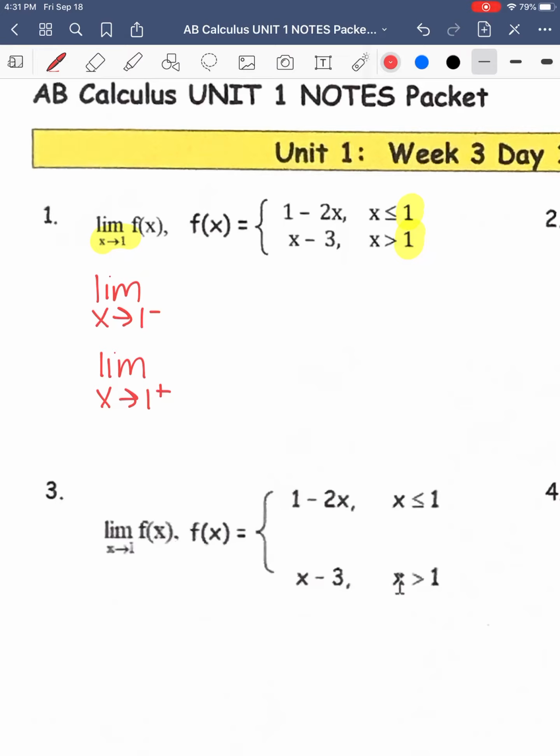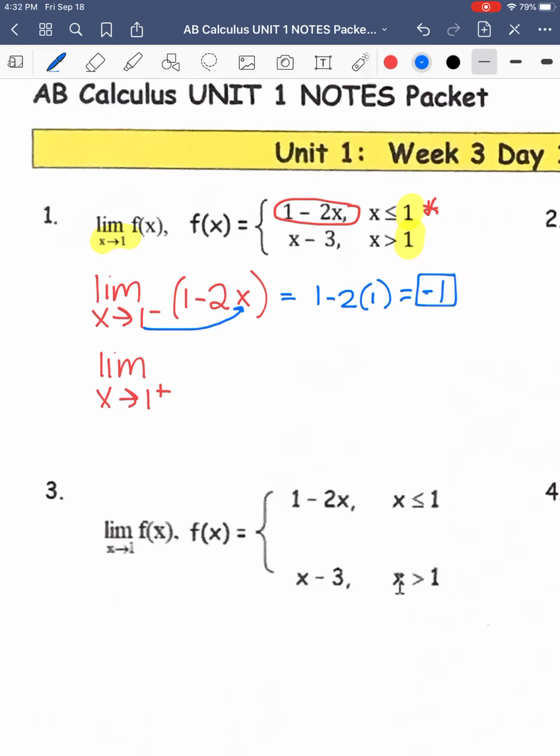Well, from the left would be numbers that were smaller than 1, or x is less than 1. So from the left, in this case, I'm going to use the top function, 1 minus 2x. And I'm going to go in and substitute 1 in for x and evaluate. So if I find that limit, I have 1 minus 2 times 1. I have negative 1 being my answer.